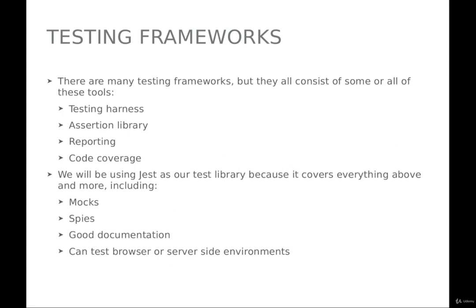There are reporting libraries. So when you see on your console the rendered report of the tests, you can have different templates, or this could be used in continuous integration. And also code coverage is a handy tool. Not every library includes that. You've got packages such as Istanbul which have that functionality. For us, we'll be using Jest because it covers everything above and more. It comes with built-in mocks for the browser especially, spies, the documentation's really good, and you can test browser environments or server-side environments.